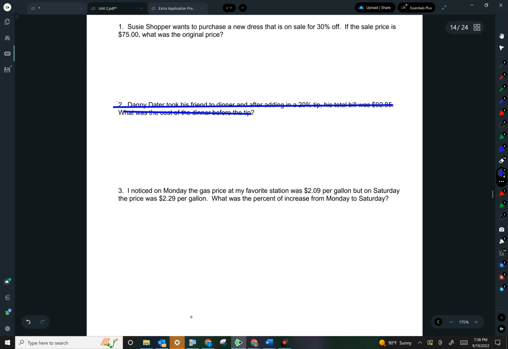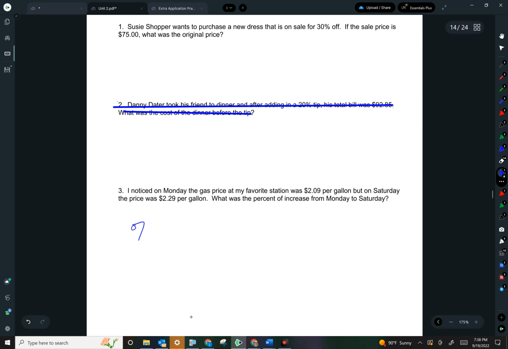I noticed on Monday the gas price at my favorite gas station was $2.09 per gallon. You can tell I wrote this problem a long time ago because you can't get gas for $2.09. Okay, it was $2.09 per gallon. But on Saturday, the price was $2.29. Okay, so what was the percent of increase? All right, there's my phrase.